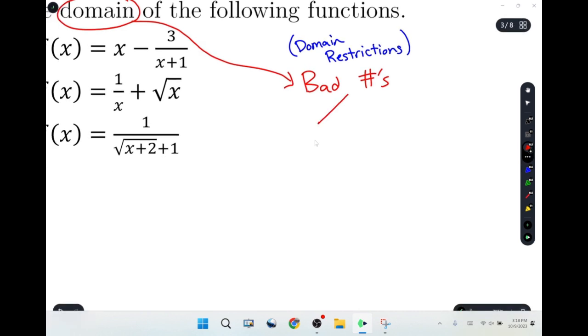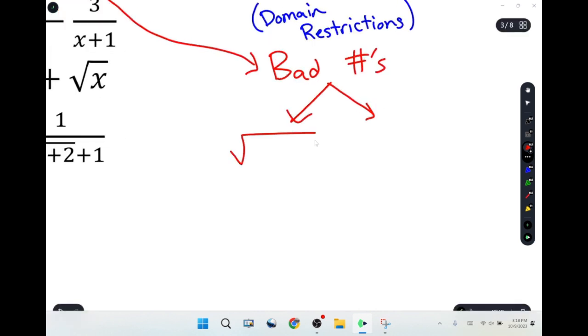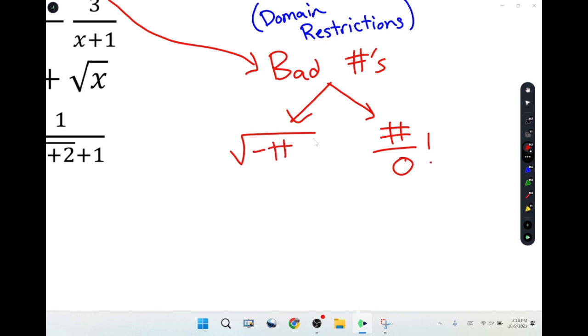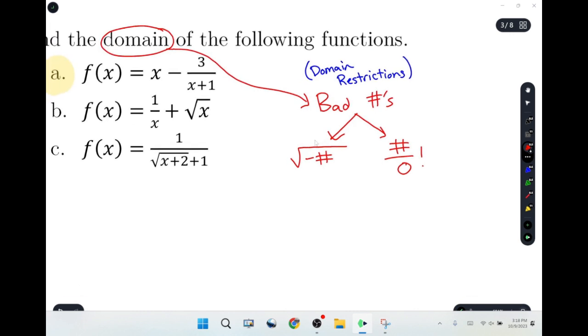Okay? There's 2 things that can be bad. There's 2 restrictions that really matter right now. There's going to be one later down the road, but for right now, for us, for test, there's 2. Remember them? Number over 0 is bad. And a negative number in the square root. Those are the 2 bad things.